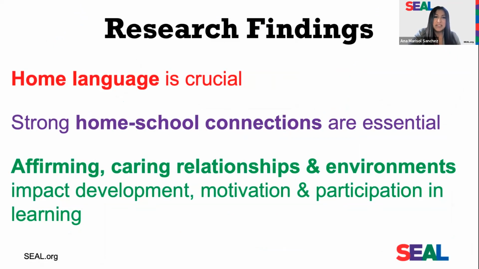So I just shared a lot of research about home language, and I want to briefly call your attention to 2 critical research findings that are sort of umbrella of these. One is that strong home school connections are essential, and the other is that affirming, caring relationships and environments impact development, motivation, and participation in learning. And these are deeply interrelated and dependent on one another, as you will see in a moment. And this is the research that needs to inform our work and should be at the forefront, guiding everything that we do in our programs and practice and the interactions that we have with children and families.